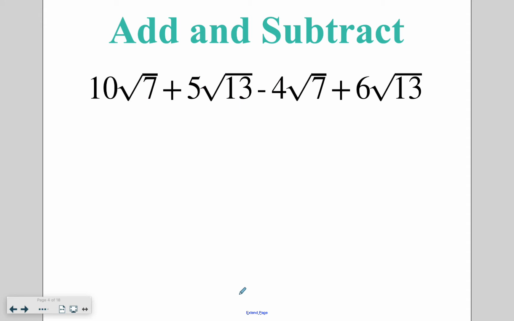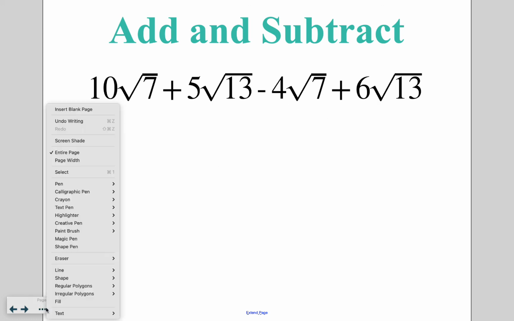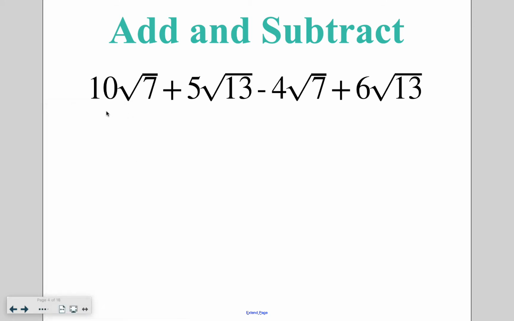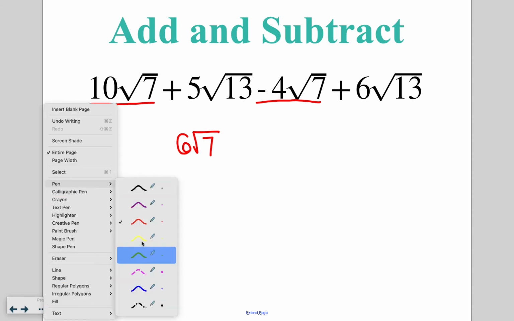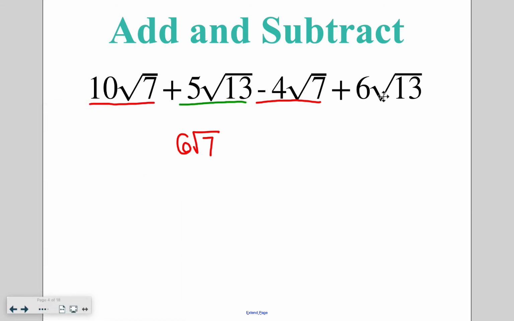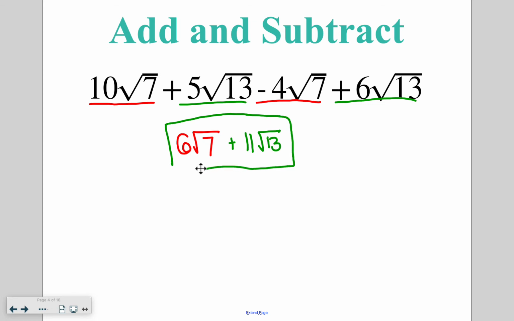So starting with this one here, we've got 10 square roots of 7 plus 5 square roots of 13 minus 4 square roots of 7 plus 6 square roots of 13. So we want to look for those like radical terms. In this case, 10 square roots of 7 subtracting 4 square roots of 7 gives us 6 square roots of 7. And then the other like term is 5 square roots of 13 plus 6 square roots of 13, giving us 11 square roots of 13. We cannot combine this any further because 7 and 13 are not like radicals.